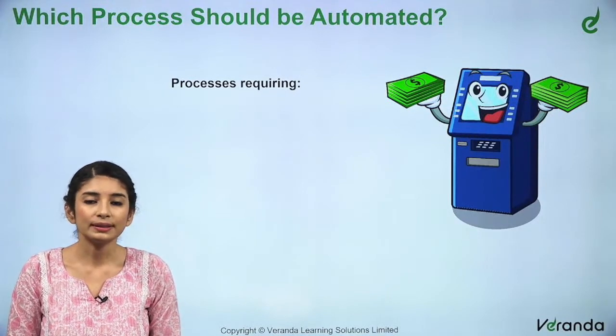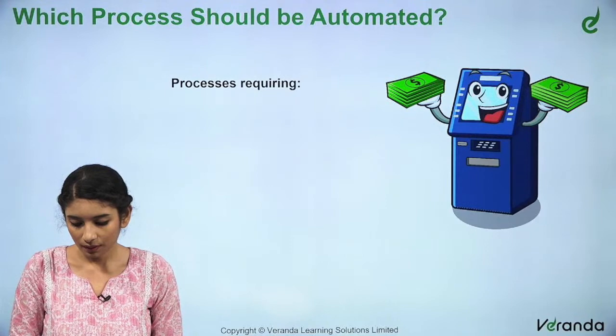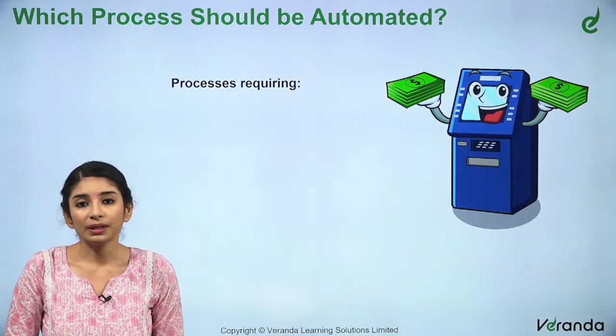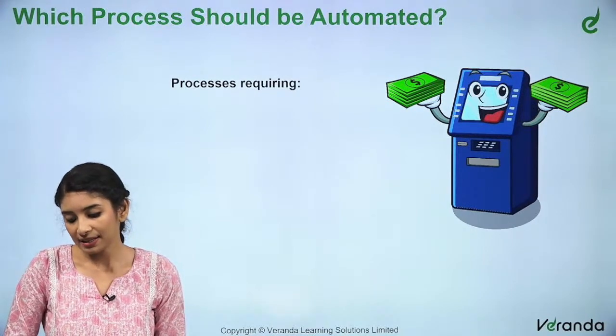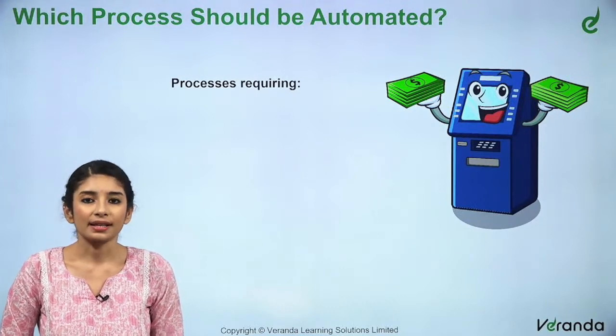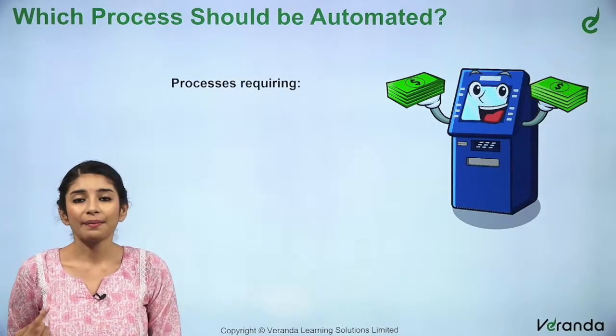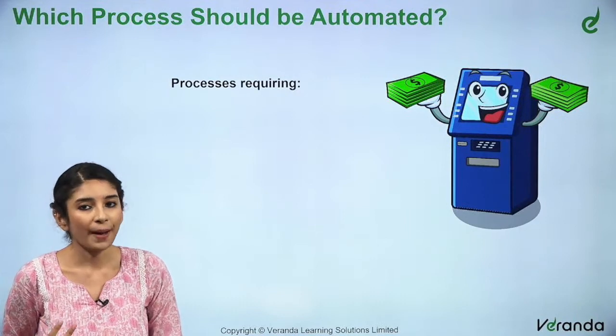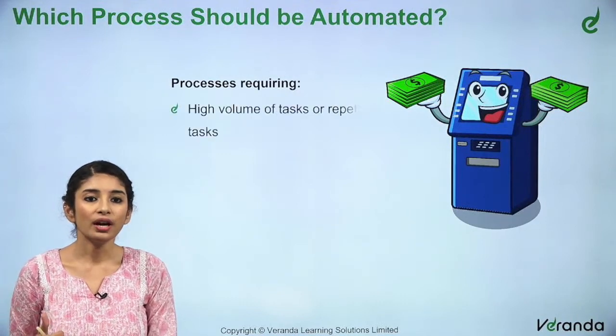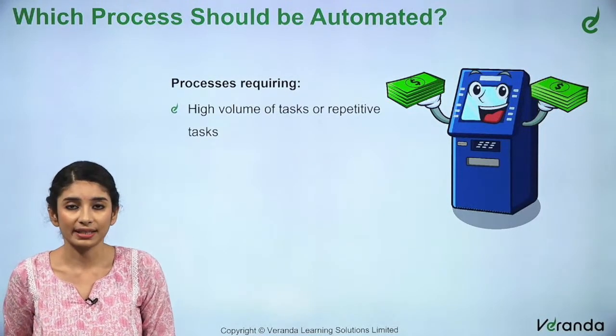Now the code for this is: high, multiple, time, compliance, significant impact. High, multiple, time, compliance, significant impact. High. What does high stand for? High volume of repetitive data.